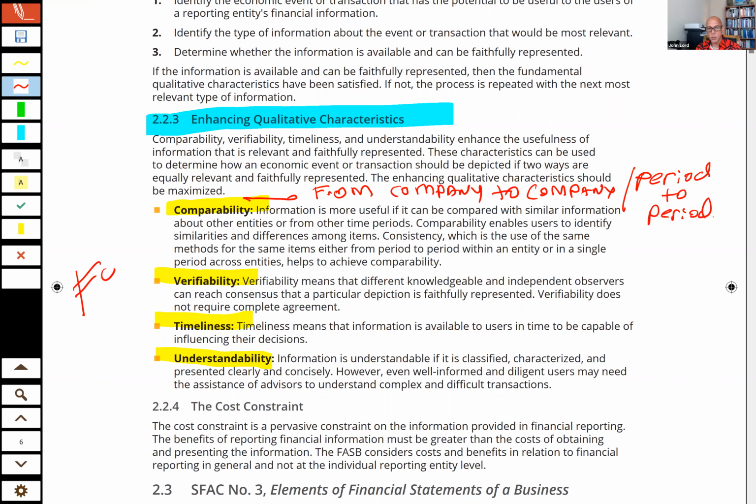Understandability, one could observe, is the notion that we have footnotes associated with financial statements, right? We just don't whiz a bunch of numbers at people and say, here, figure it out. We have a series of footnotes that go along with those financial statements that explain some of the nuances behind the numbers we see on the financial reports to make them more understandable. Okay, good.